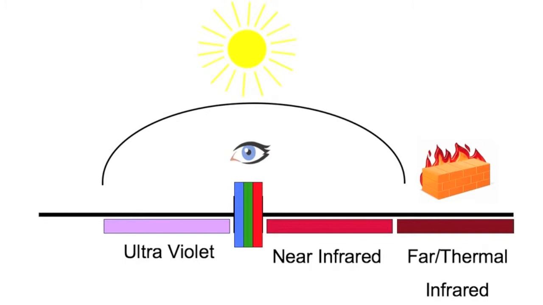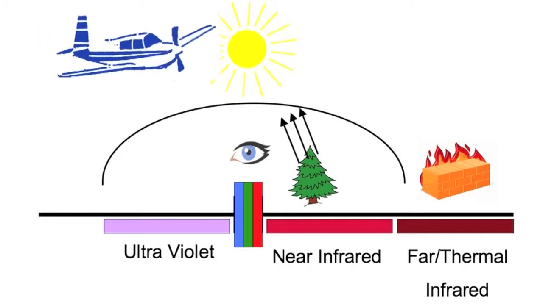On the other hand, near-infrared aerial photography uses reflected near-infrared radiation from the sun. The chlorophyll in healthy vegetation is very reflective in near-infrared radiation. The human eye cannot see it, though our cameras can.